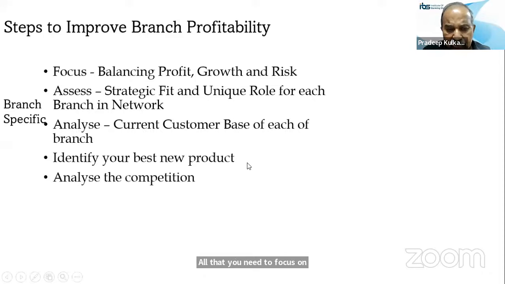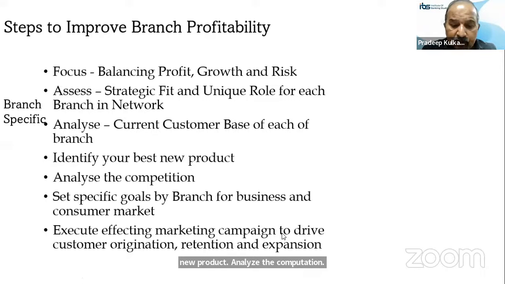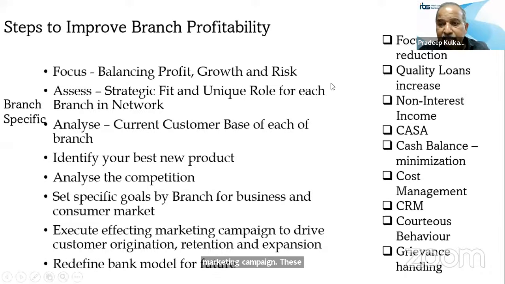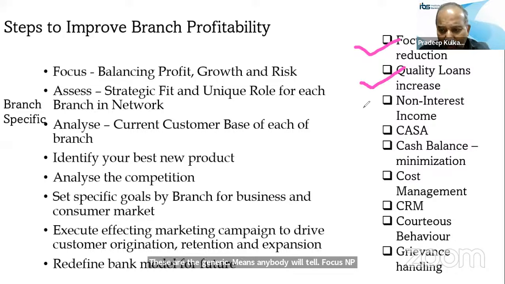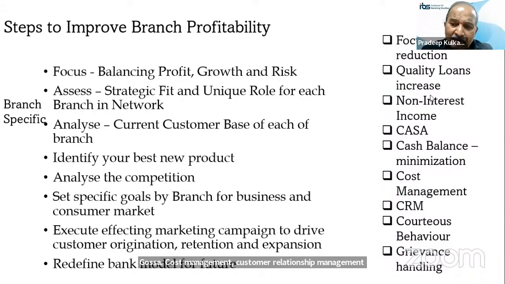Identify what is the best new product. Analyze the competition. Set specific goals by the branch and execute the marketing campaign. These are branch specific. And then these are the generic. Means anybody will tell, focus NPA reduction, quality loan, net interest income, CASA, cost management, customer relationship management, be courteous, handle complaints properly. These are the generic, means always applicable.